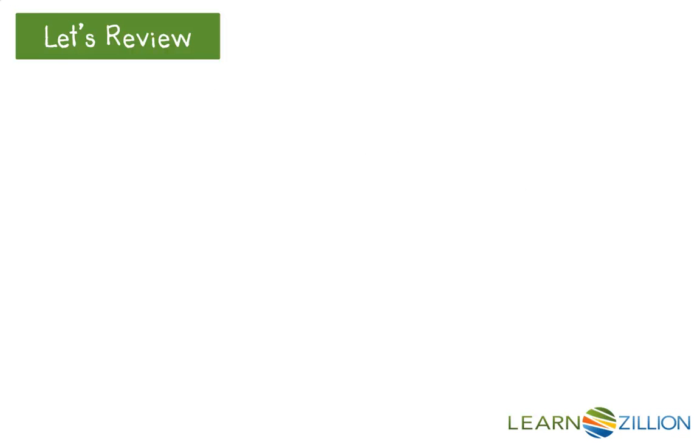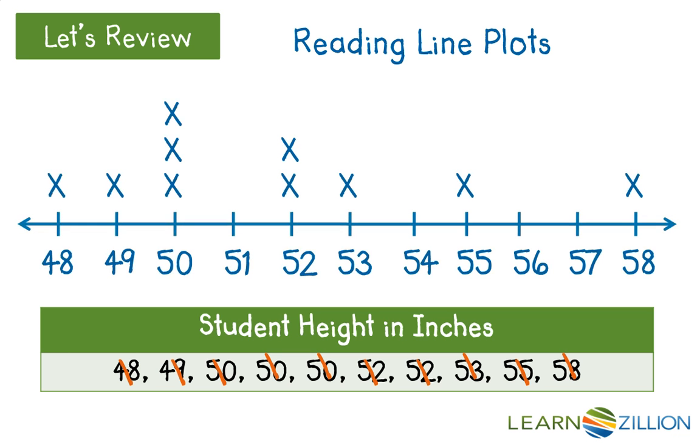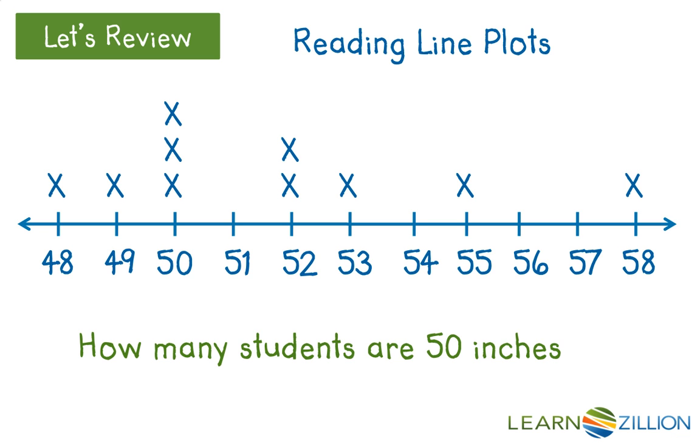Let's review. When we are looking at a line plot, we have to be sure that we know how to read or interpret the information. We have a line plot that's been created for the data in the table below. Each mark above the number on the line plot represents a piece of data. Understanding that each mark on a line plot represents a piece of data helps us make sense of the data and answer questions, such as how many students are 50 inches tall? Since there are 3 marks above the 50 in our line plot, there are 3 students that are 50 inches tall.